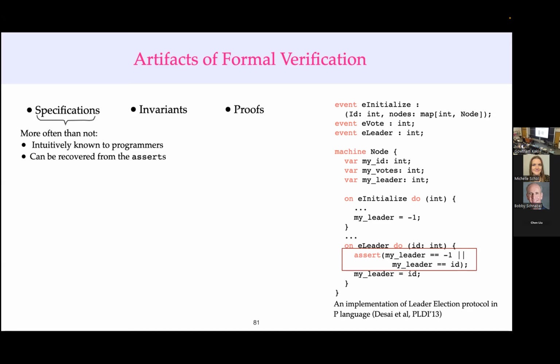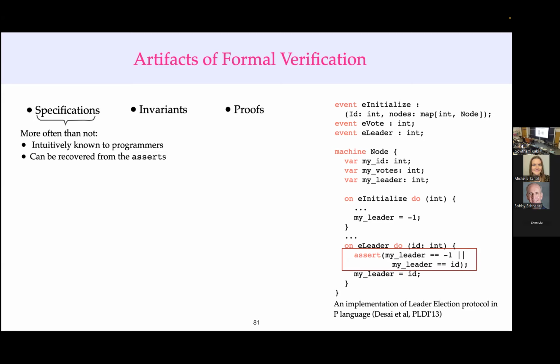So the assert statement tells you that when a leader is being declared, it should be the case that I don't already have a leader, or if I have a leader, that leader had better be the same as the leader that is being elected now, right? So from this, you can recover the safety specification that I've shown before.